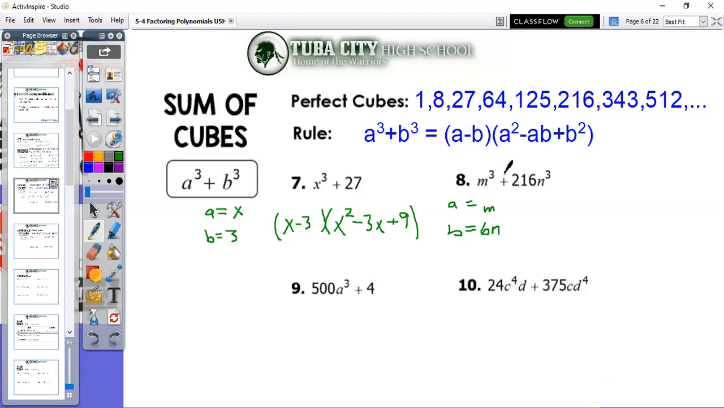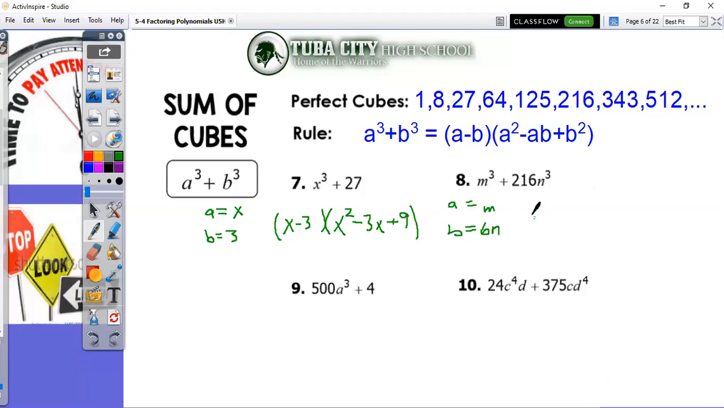All right, so that was a quick lesson on how to use some calculators. Let's go ahead and fill this in. So A minus B, so A is M, minus our B value, which in this case is 6N.